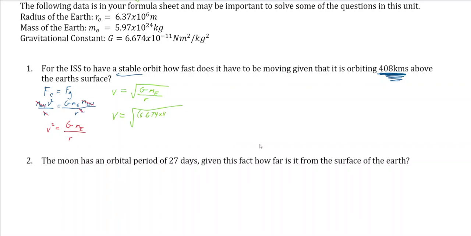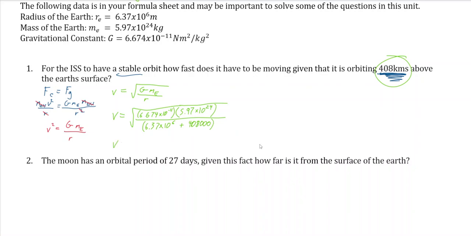6.674 times 10 to the negative 11. The mass of the Earth, which is 5.97 times 10 to the 24, over the radius of the Earth. Now this is key. So yes, it is the radius of the Earth, but it's not just the radius of the Earth, it's also the orbital distance, right? So plus 408,123 because it's in meters.